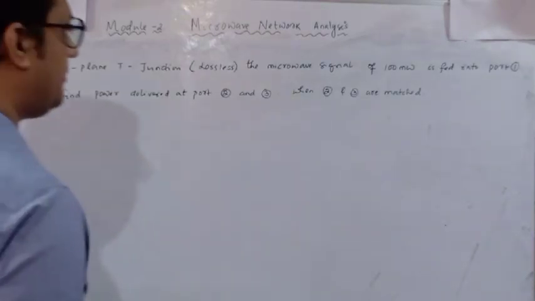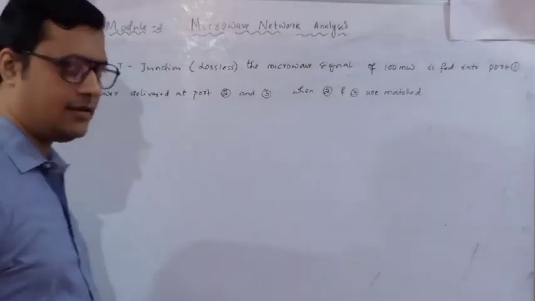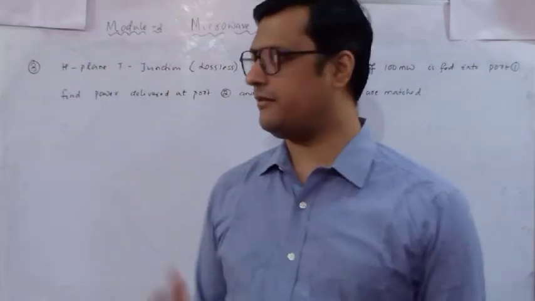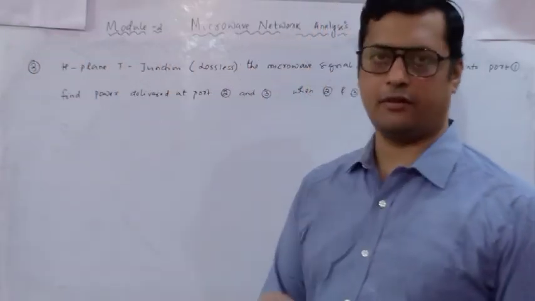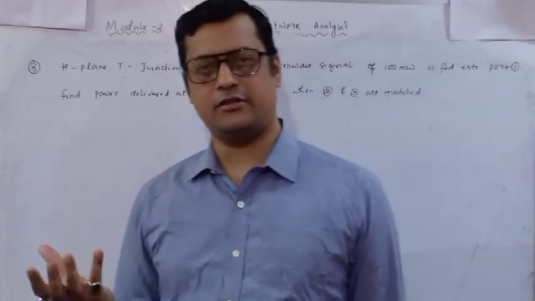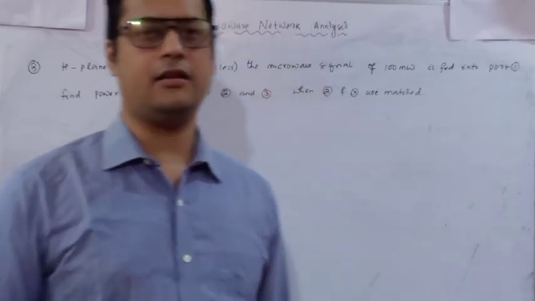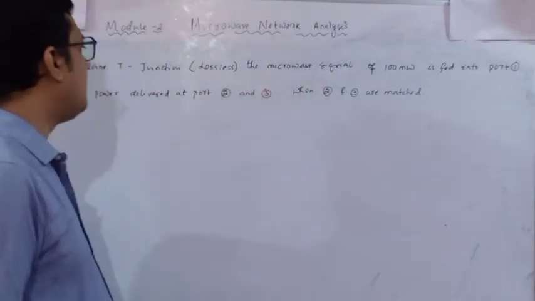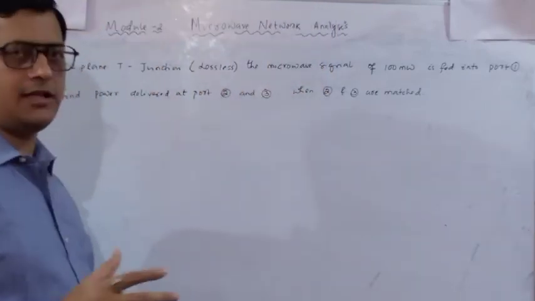Okay, so this is also quite similar to the previous one. Here it is an H plane T junction. I have considered H plane; you can consider E plane also. If you consider E plane, your scattering parameters are going to change, and according to that you have to proceed. The T junction is lossless in nature.